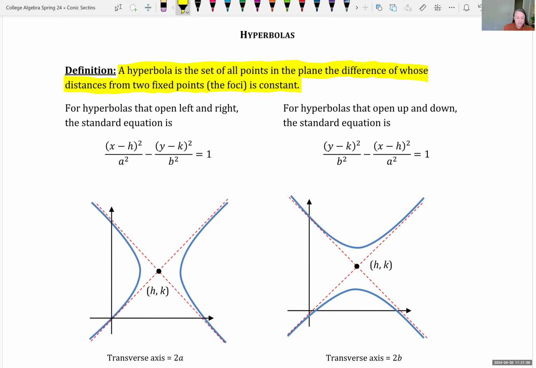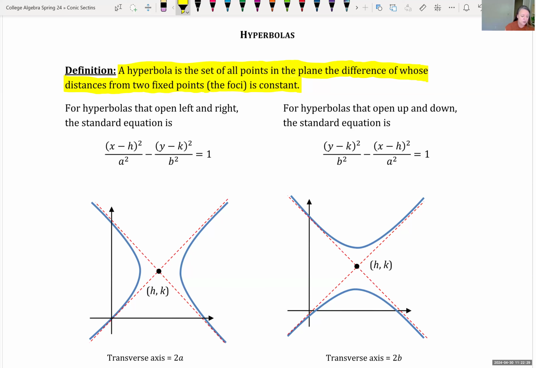So looking at the shapes of our hyperbola below, they kind of look like parabolas that are going away from each other, but they're not really parabolas, but they kind of look like it. Notice that we have two parabola shapes going to the left and the right. We have two parabola shapes that are going up and down. So in order to know which way this is going, we want to look at our equation and we want to look at the piece that's positive.